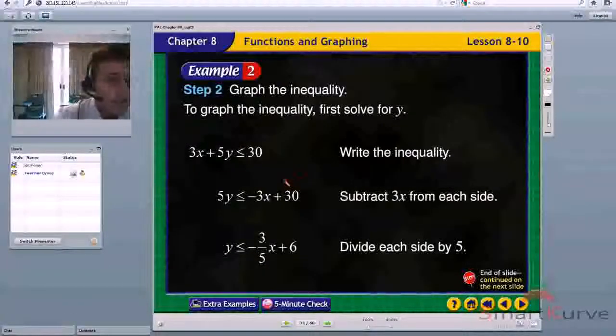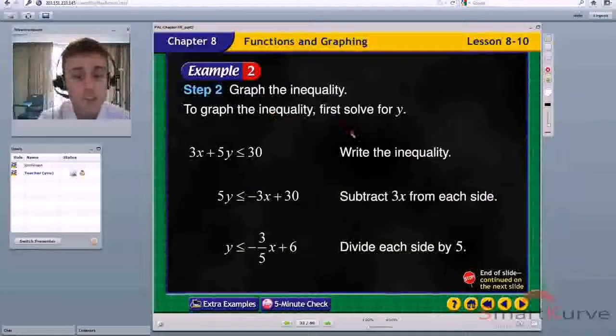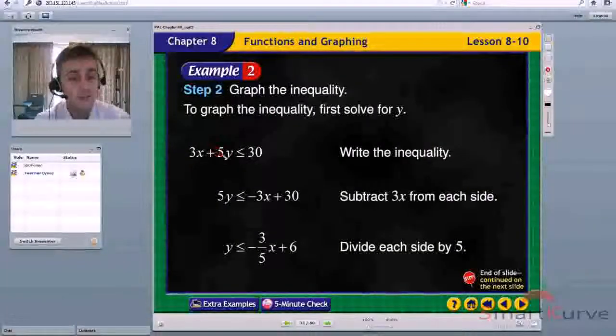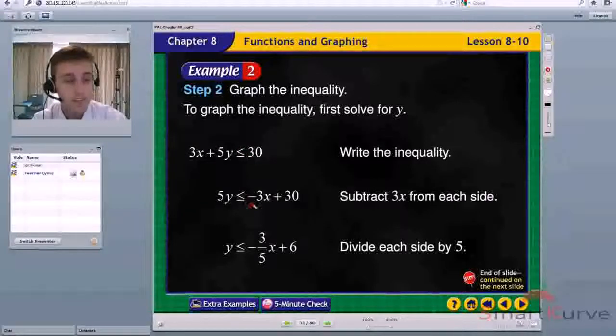Graph the inequality. To graph the inequality, first solve for y. 3x plus 5y is less than or equal to 30. 5y is less than or equal to negative 3x plus 30. Divide each side by 5 now. y is less than or equal to negative 3/5 x plus 6.